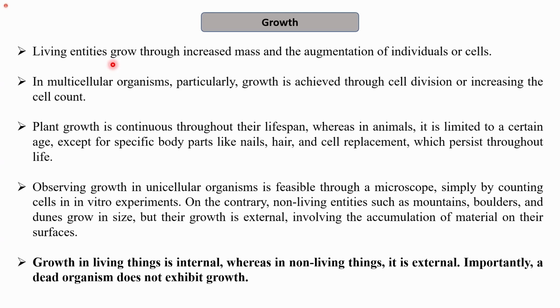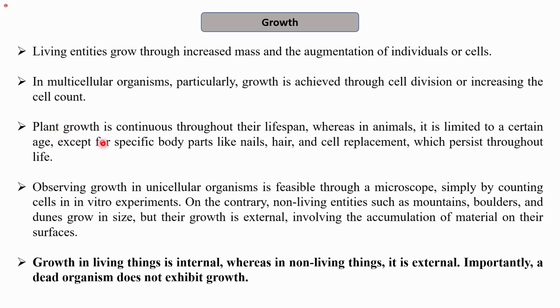In multicellular organisms, for example plants or humans, growth is achieved through cell division or increasing the cell count. In our body, a process of cell division takes place where a single cell divides into two cells, and there are various processes of cell division. So basically in a multicellular organism, growth is achieved through cell division, that is, by increasing the cell count.